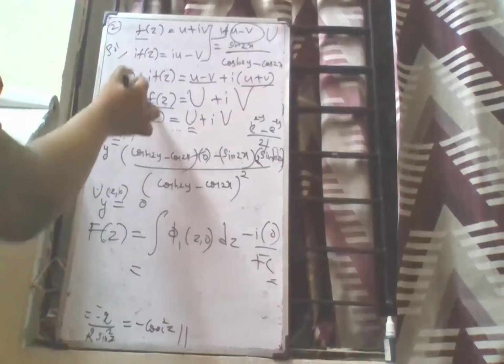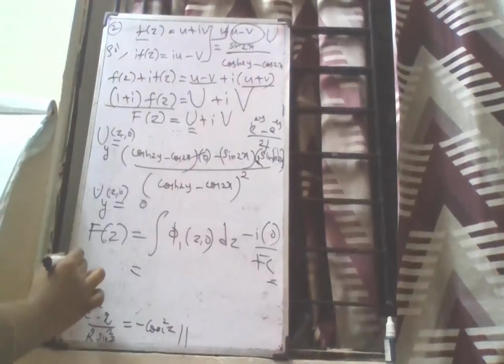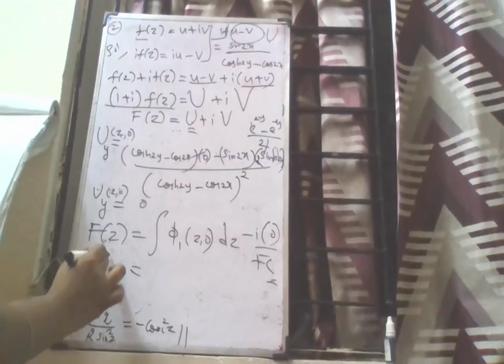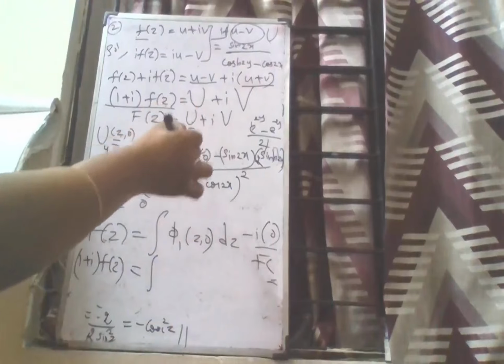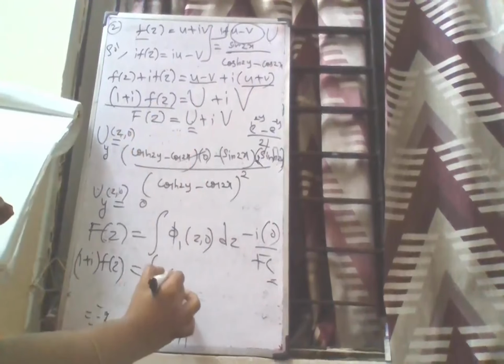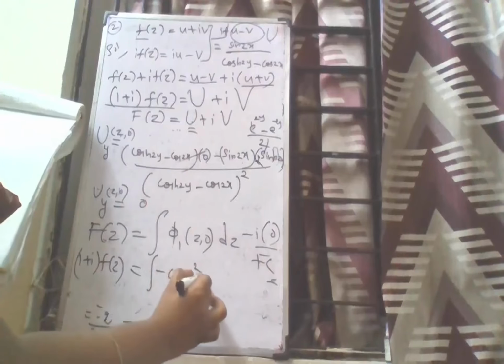Now come to the point. Capital F of z is nothing but what we have taken here initially, so 1 plus I into f of z. Okay, right? Coming to the other side, integral. What is phi 1 of z comma 0? Check. I told you to remember the value. Here it is. So minus cosecant square z into dz. Okay, only this thing exists.